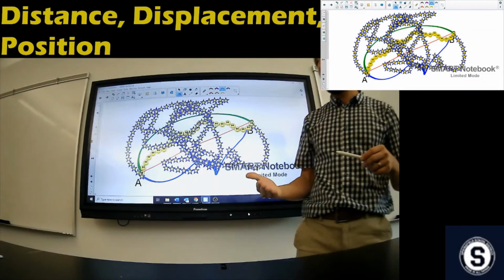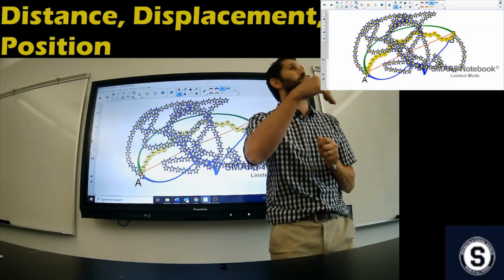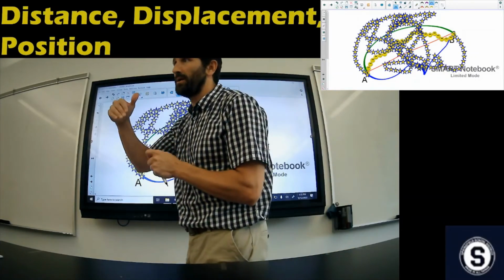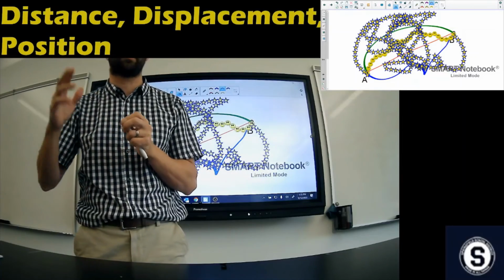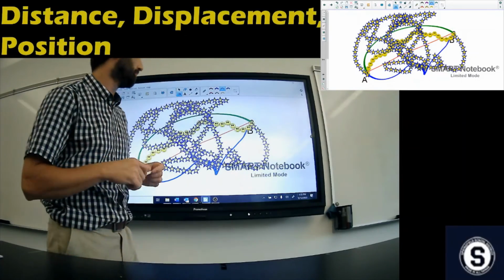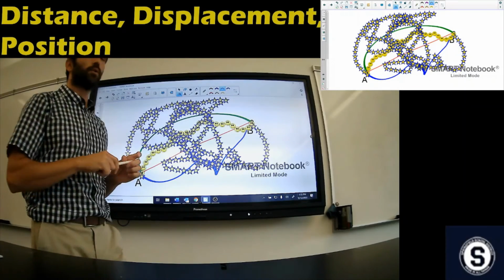Okay, and it's going to turn out that using displacement instead of distance to make measurements is actually going to be more accurate in the long run. And we're going to see why once we start getting into speed and velocity in our next lesson. Questions?